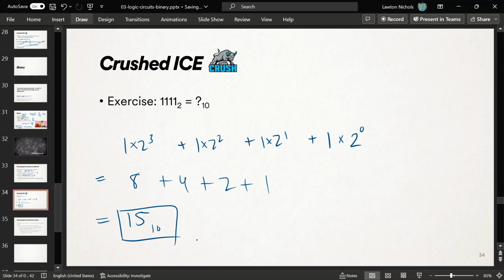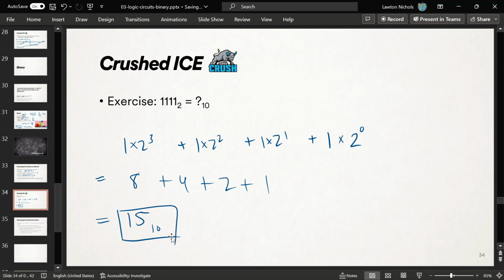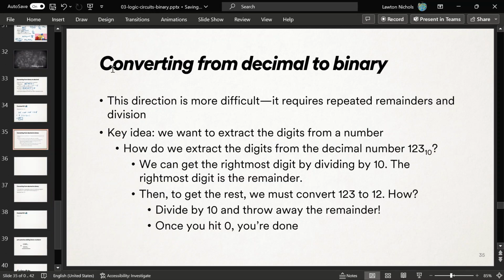Is that what we got secretly, but we're afraid to say? I hope so. Because that's the easy direction. Converting from binary to decimal is the easy way. Converting from decimal to binary is the hard way. So that's the one I want to teach you now. All right? Let's do that. So decimal to binary is much more difficult, unfortunately.